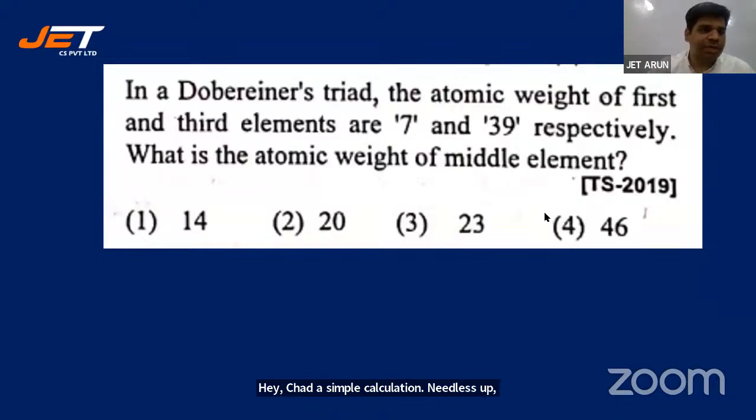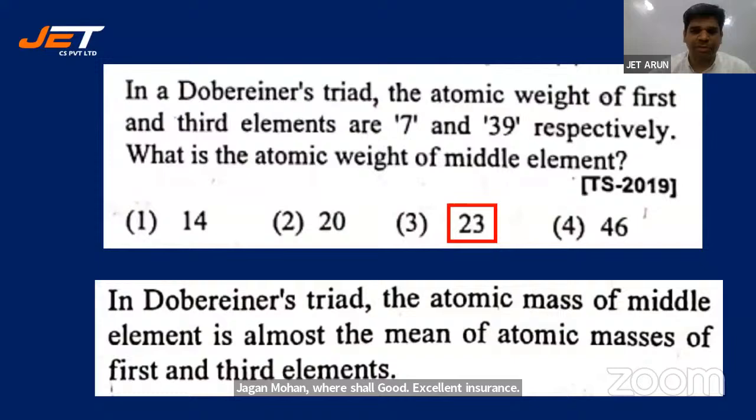Excellent. Most of the students have gone right. Virat, Nichita, Aishwarya, Jagan Mohan, Vaishali, Praneeth. Good. Excellent students. It's 23. Here is how it goes. Again, the same law is mentioned. The atomic mass of the middle element is almost the mean of the atomic masses of the first and third elements.